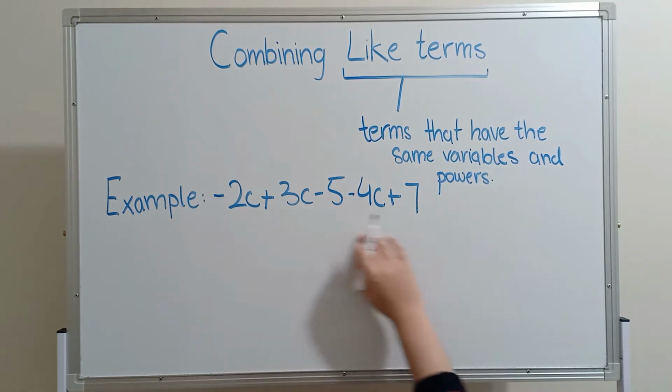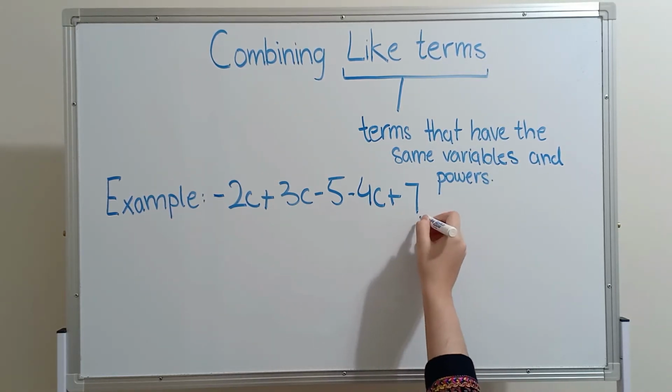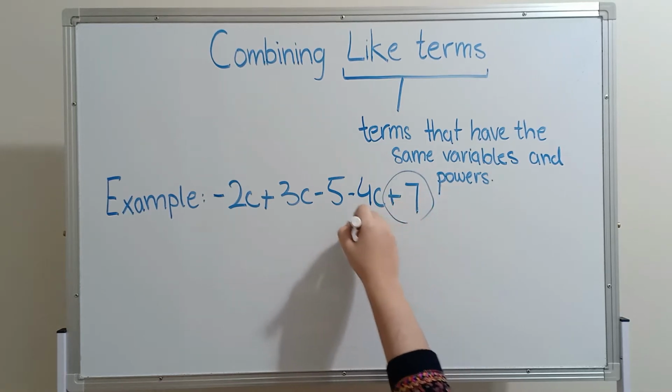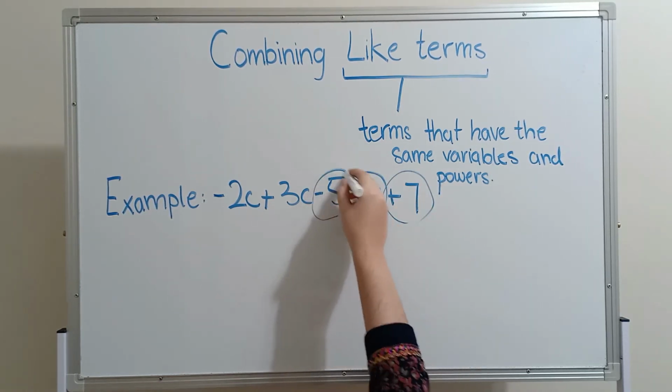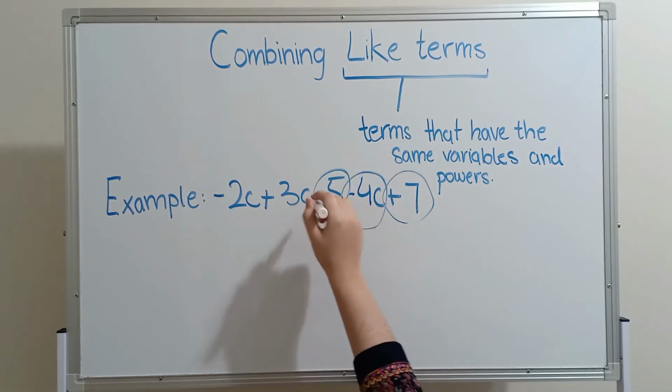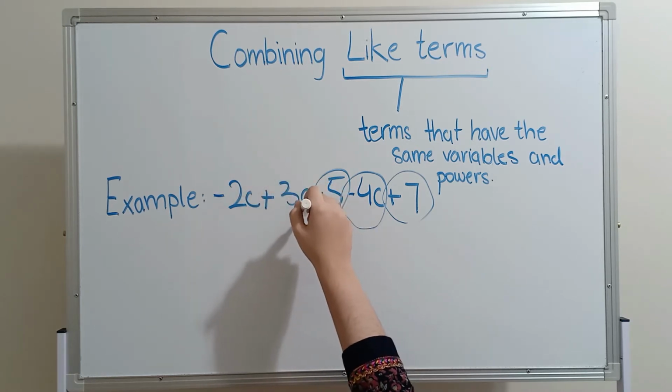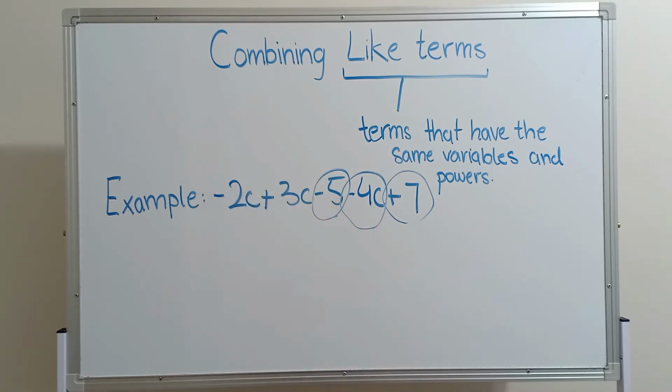In this expression, a term can be plus 7, negative 4c, subtract 5 or negative 5, positive 3c, and negative 2c. Those are all terms. And a like term is a term that has the same variable or power. So we have an example here. We are going to combine like terms in this. Let's do this quickly.